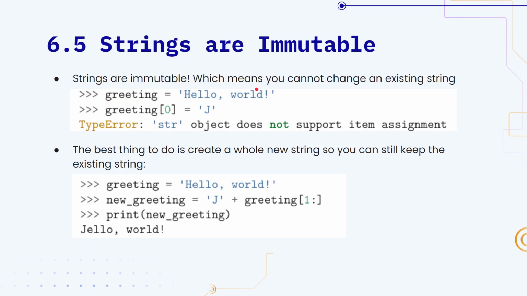So the next best thing we can do is to just create a whole new string, and then we would still keep the existing string. So in this example, we have the same variable with the same hello world, but now we have to create a new variable in order to change the beginning letter to the letter J. So we would have the letter J, and then we would concatenate the original string sliced from index 1, which is E, to the end. So essentially creating Jello World in this new variable. And then we can print it, which gives us Jello World. And I'll show you another example in the text editor.